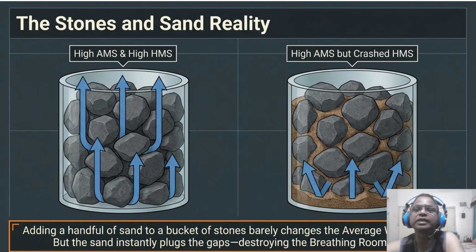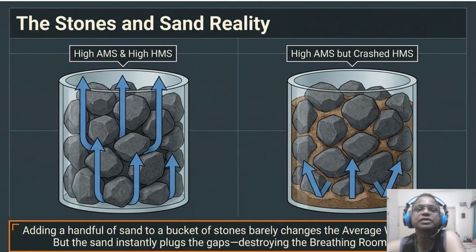Now look at what happens when we add just a handful of sand. The stones are still there. The average weight, or AMS, of the bucket has barely changed. But look at the blue arrows now. They are trapped at the bottom. The sand has instantly plugged the gaps, destroying the breathing room, or HMS. In our world, sand represents the coke fines generated by degradation. The operational impact is a massive increase in blast pressure and a decrease in gas utilization. A teeny fraction of fines can physically destroy the voidage of a theoretically great batch of coke.